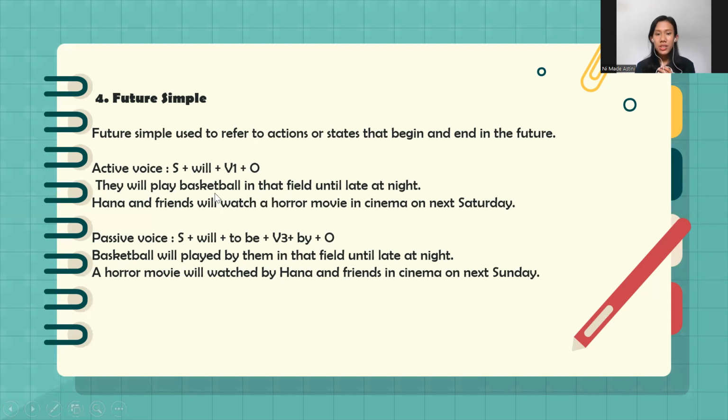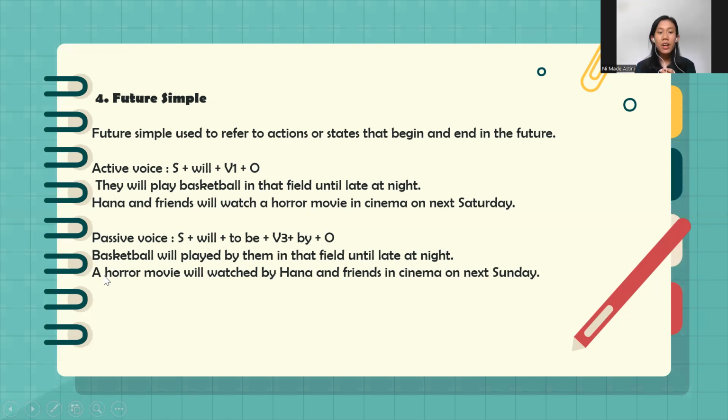So, when you want to change it into the passive voice, you need to use will as well, because it's future. Basketball now becomes the subject, and then will be played by them in the field until late at night.